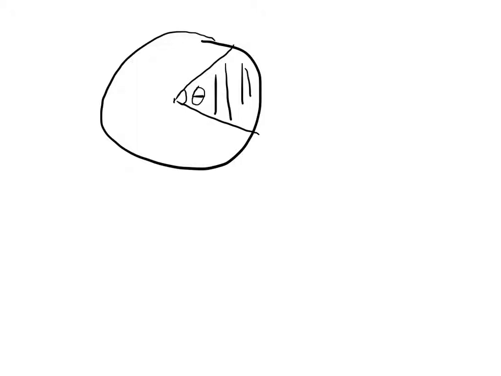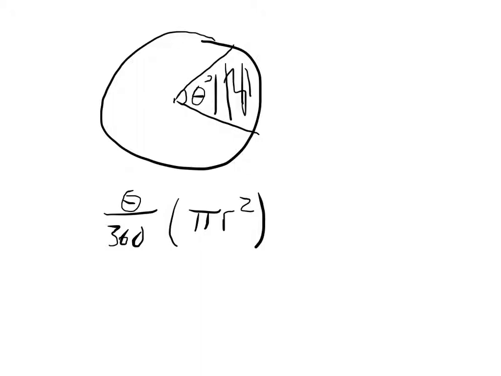What portion of the whole circle is it? Well, it's theta over 360ths, if theta is measured in degrees. It's theta over 360ths of the area of the circle, of pi r squared. So there is the area of that sector in there.